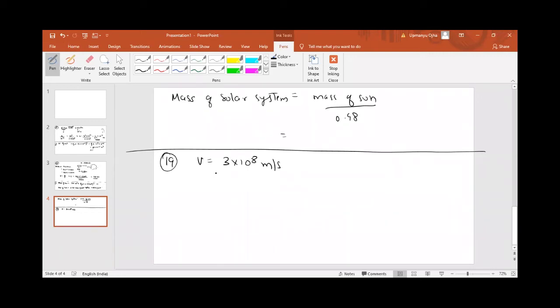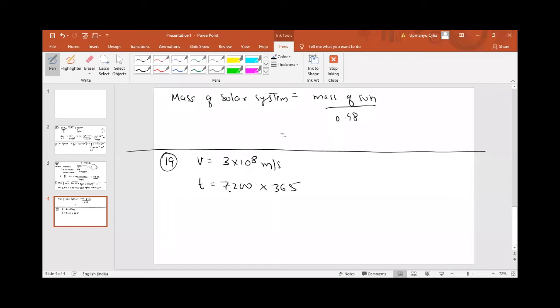So how much time is taken by the light to reach the Earth from the Sun? Time would be equal to 7,200 years. Okay, 1 year is equal to how many days? 365 days. Means this many days is taken. Then how many hours?